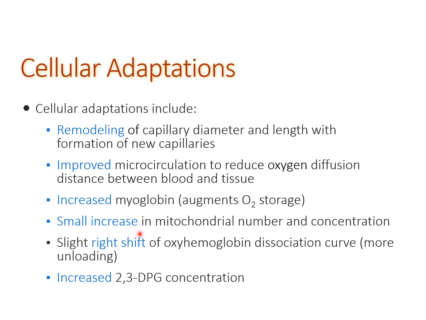You get a small increase in mitochondrial number and concentration, and you get a slight right shift of the oxyhemoglobin dissociation curve. So it ends up just shifting off and offloading more oxygen. So you get better at extracting oxygen from the system. And then you also get this increase in 2,3-DPG concentration. And I wouldn't worry about that quite as much and try to understand these other ones.